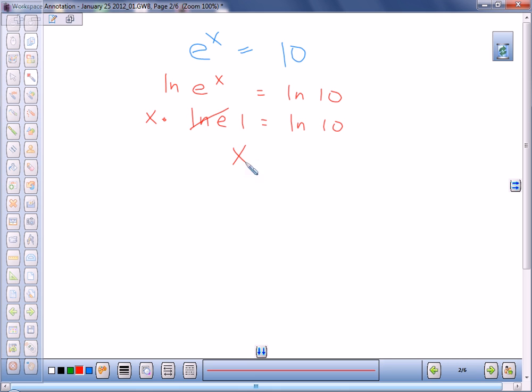So all we have to do is punch in natural log of 10 on our calculator. That's the exact answer: natural log of 10. And the approximate answer would be what? 2.30.